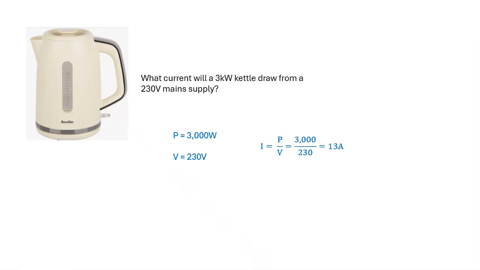So there you go. We know the power, which is 3,000 watts, 3 kilowatts. We know the voltage. So I'm going to use P equals VI. So I equals P over V. So 3,000 over 230 is 13 amps. So 13, that's 2 significant figures. Perfectly okay.